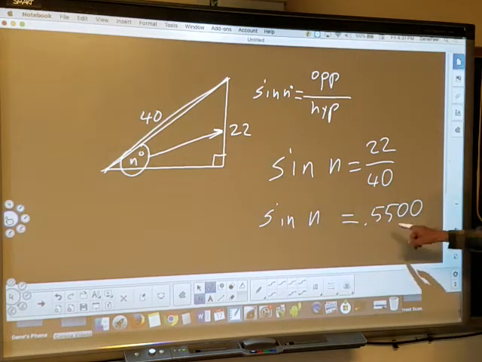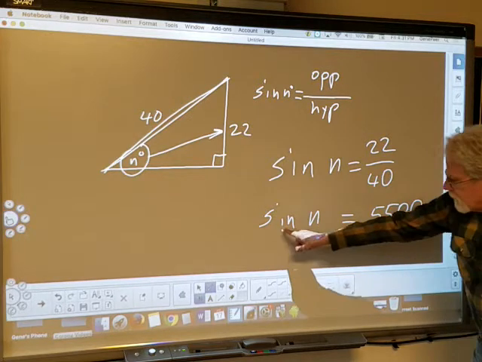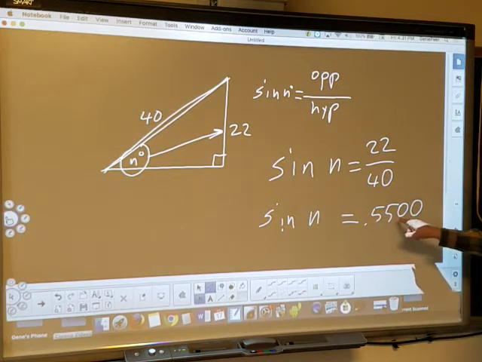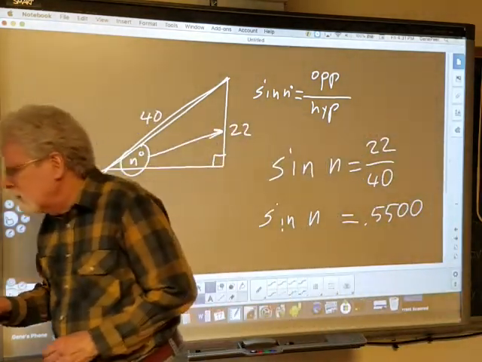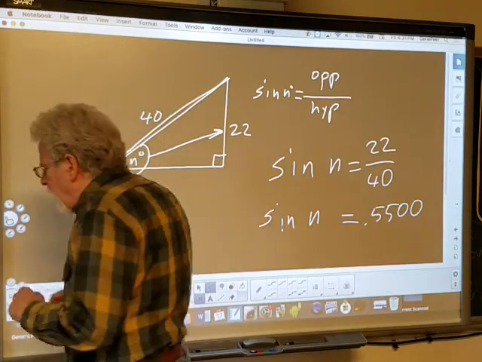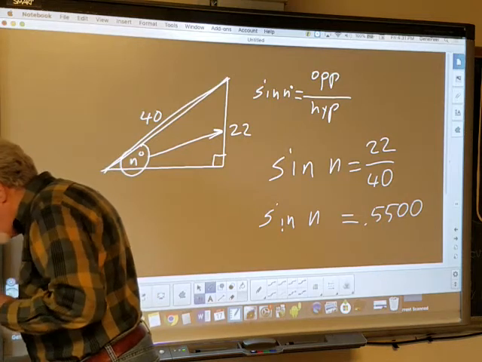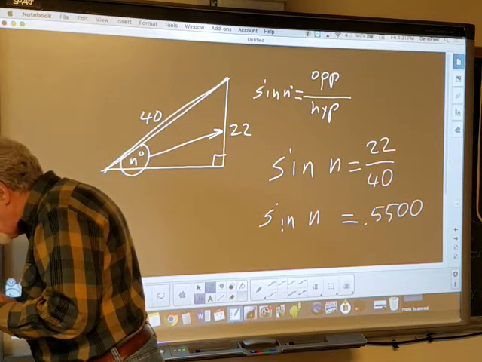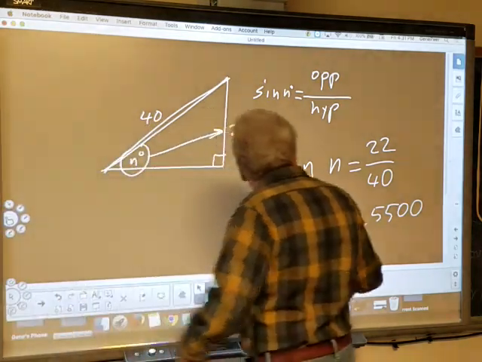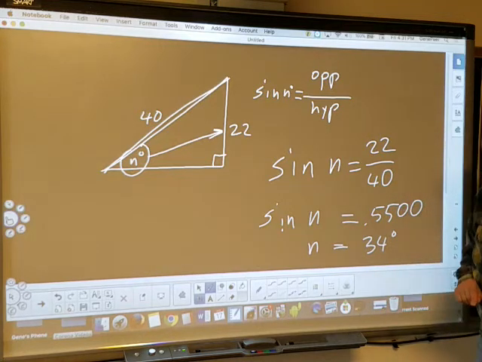Okay, so now I go to the sine column and find the closest answer I can get to 0.5500 in the sine column, and then read over to see what the angle is. I go back to page 311. I look in the sine column. I find the closest thing to 0.5500, which is 0.5500. Definitely it's closest to 34 degrees, so n must be about 34 degrees. We've got it. We're done.